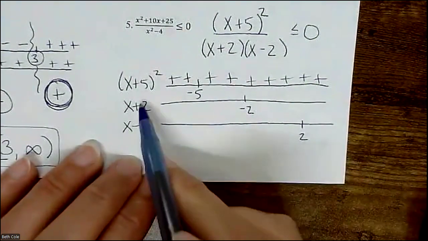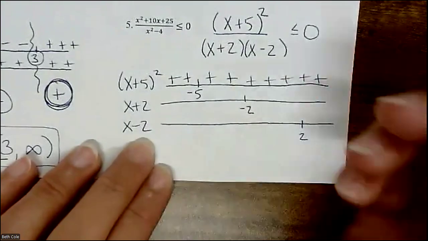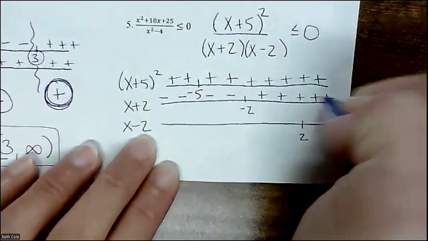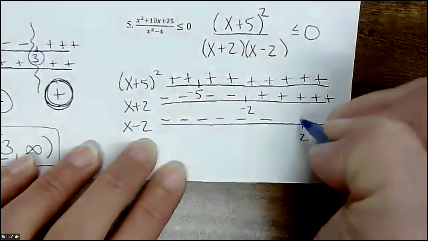All right, now these two, did anything weird happen? No, so they are going to be negative and then turn positive when they get to their 0.